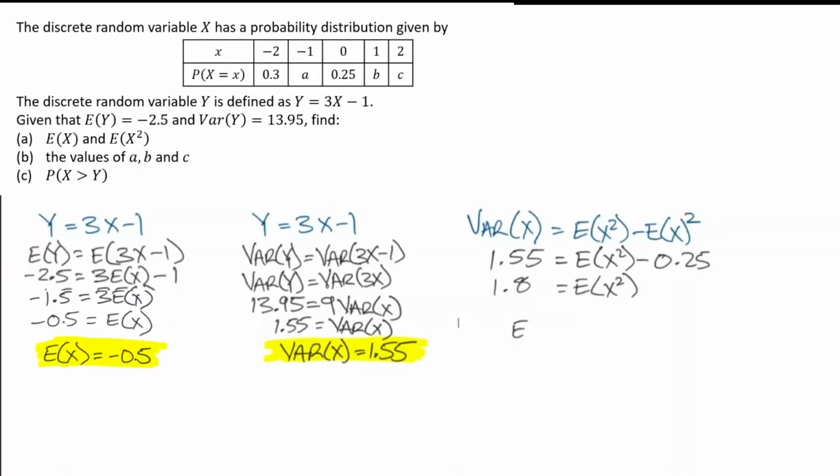So using that linear function and the formula for variance of x, we've actually managed to find the expectation of x, the variance of x, and the expectation of x squared. 2 of these the question actually asked for.